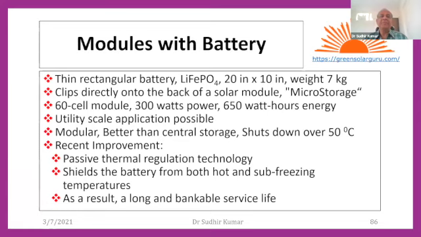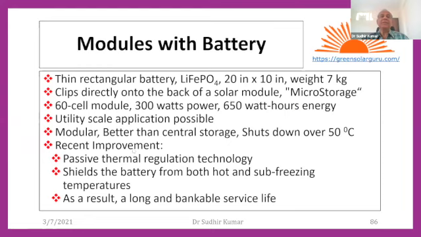In this case, such modules are there where the module itself has a small battery, 20 inch by 10 inch, attached to the back side. So a 60 cell module with 300 watt power has 650 watt hours in the battery attached to it. So it can be used at the utility scale also. The best part is that it is modular, better than central storage, and shuts down over 50 degrees centigrade. That is the advantage. Automatically, if the temperature increases, it shuts down.